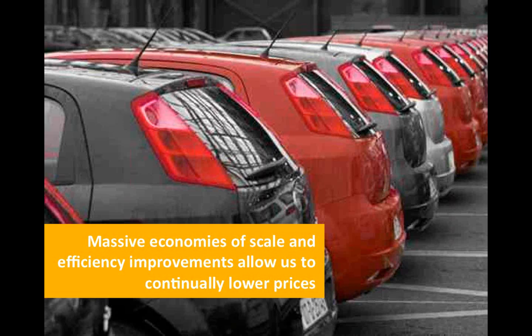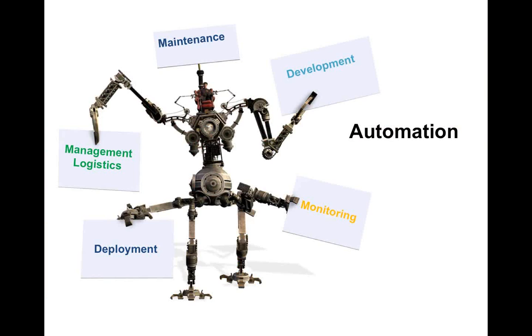So first of all, massive economies of scale and efficiency improvements inside Amazon Web Services allow us to continually lower prices. And we've done that 20 times since we started. The other key here is automation. Because of that scale, we're able to automate pretty much all of the processes that we have.